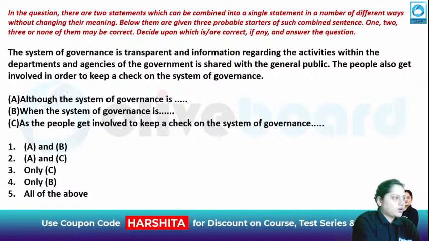Chalo guys, next important question on the screen for all of you. Starters. How can we forget this question, guys? Starters.